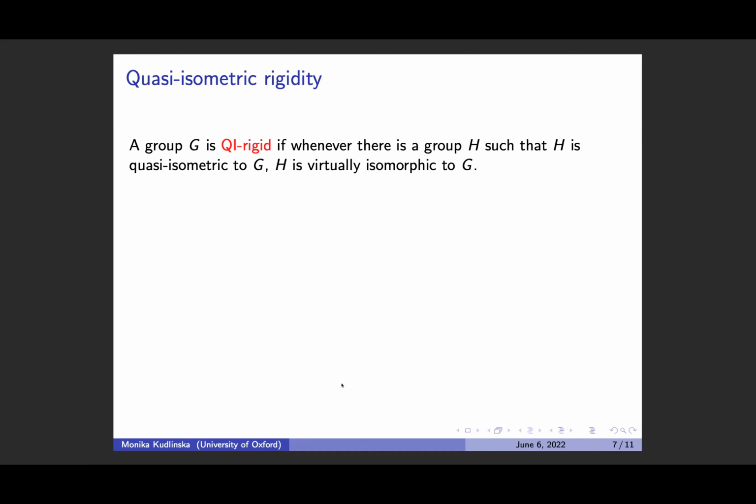And so this motivates my next definition. A group is said to be QI rigid, quasi-isometrically rigid, if whenever there's another group H which is quasi-isometric to my group G, actually H is forced to be virtually isomorphic to G. Okay, so this is the reverse of that implication that we had on the previous slide.